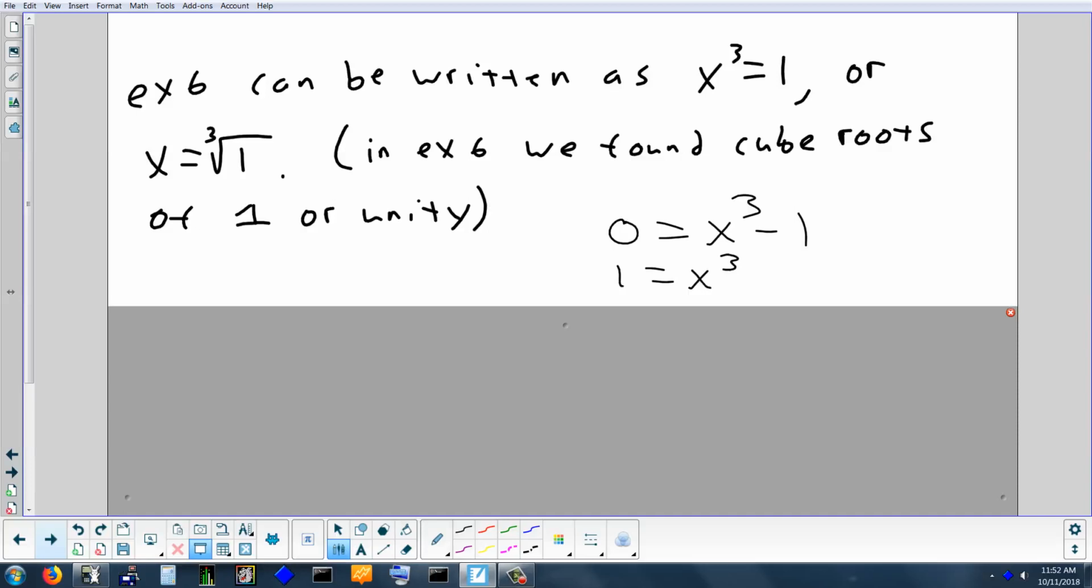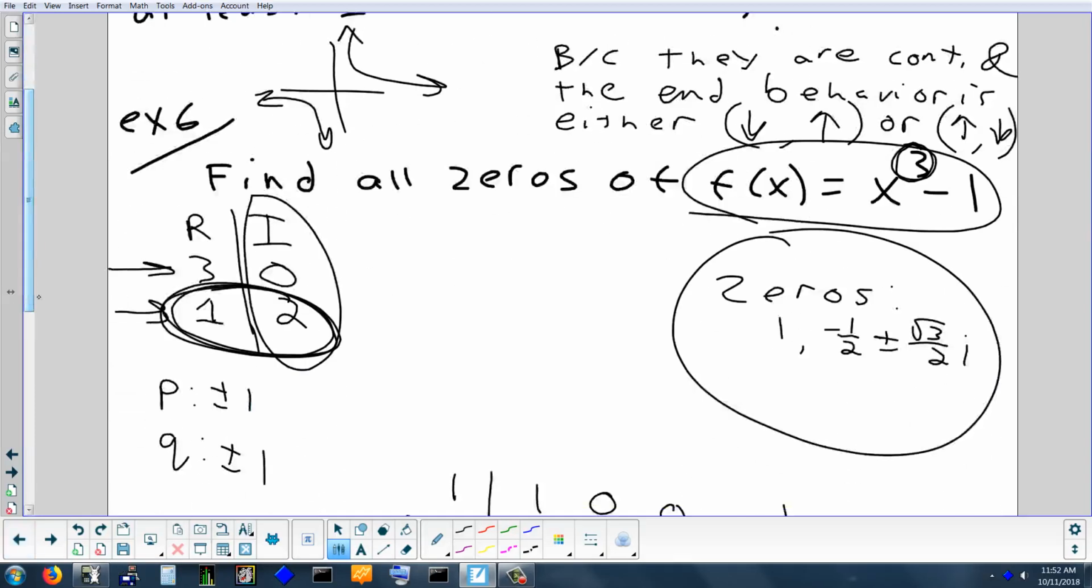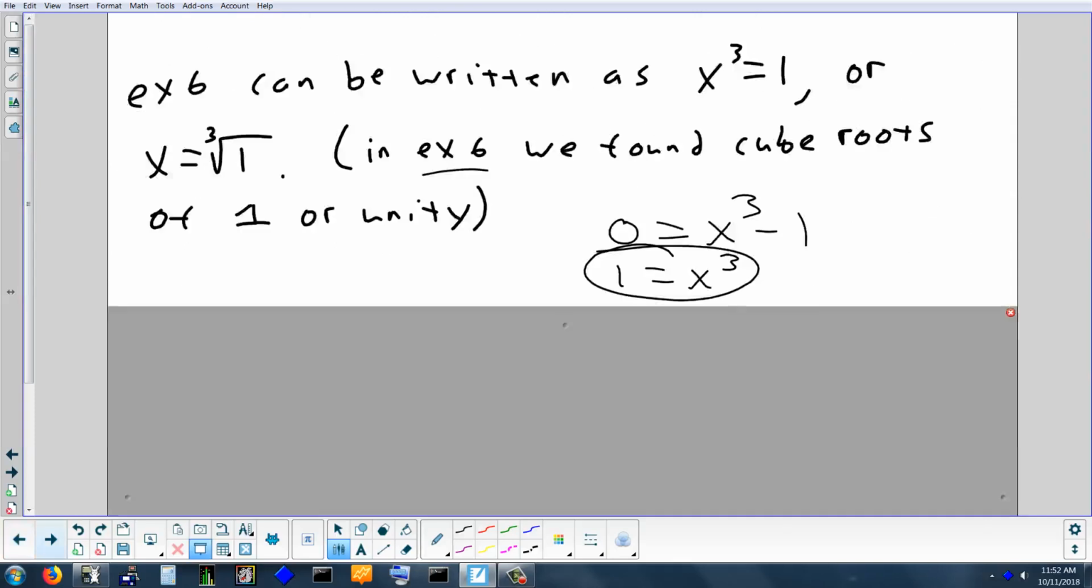Well, that's basically what we did. In the last example, we solved this problem. We found all the cube roots of 1, and there are 3 answers. If you cube 1, you get 1. If you cube negative a half plus root 3 over 2i, you get 1. If you cube negative a half minus root 3 over 2i, you get 1. Okay? These are all the cube roots of 1. And sometimes the book refers to the number 1 as unity. So finding the cube roots of unity, I usually just say finding the cube roots of 1.